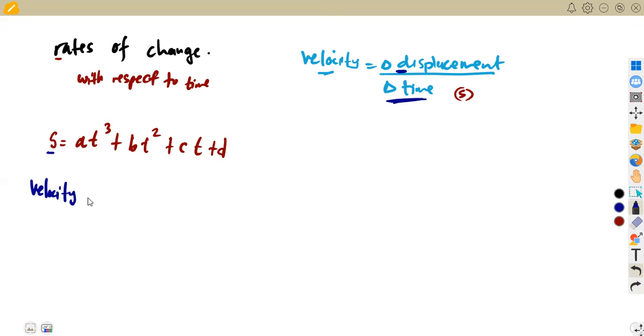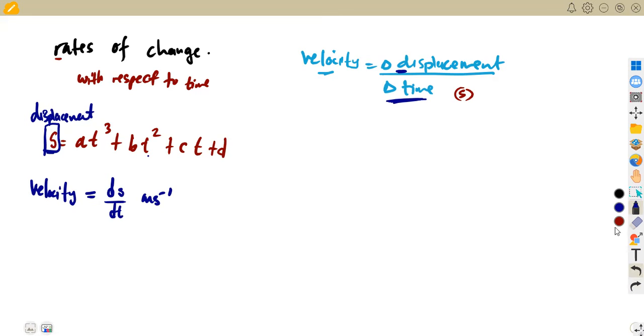So this can be given, in terms of the derivative, as ds/dt. That is the derivative of s, which is our displacement. Remember, s here is our displacement, and t is representing time. So the change in displacement over the change in time gives us velocity, which is measured in meters per second. All right, from this displacement, we can obtain an expression for the velocity.